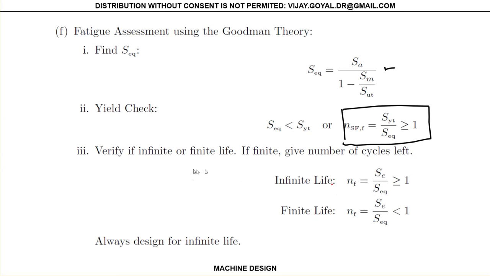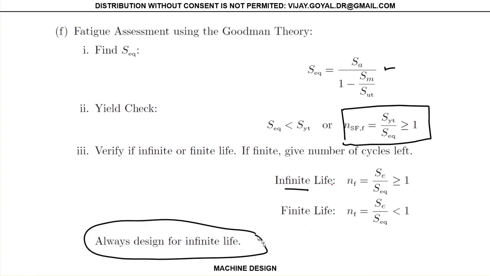Then you want to check infinite life, given a number of life cycles. Find the fatigue factor of safety, SC divided by S equivalent. If this is bigger or equal than 1, then it's infinite life. If it's less than 1, then you have finite life. And all the power screws are typically designed for infinite life. They're never designed for finite life.